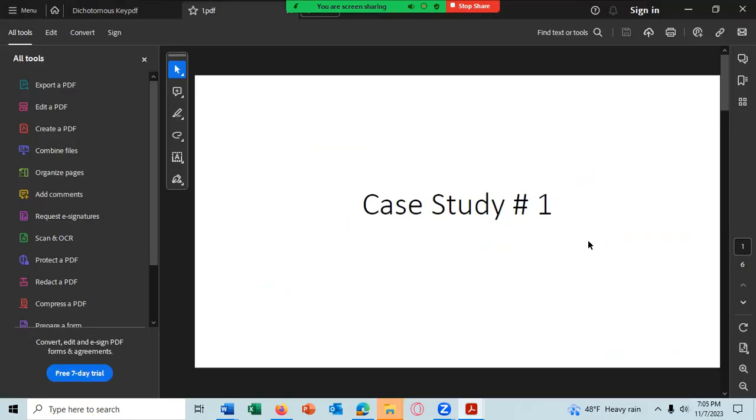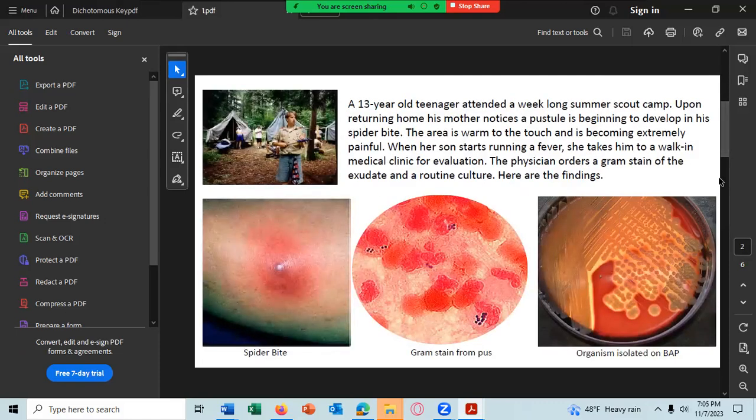You can get these online, opening up each file. Case study 1: a 13-year-old teenager attended a week-long summer scout camp, and there he is there. Upon returning home, his mother notices a pustule beginning to develop in a spider bite. The area is warm to the touch and is becoming extremely painful. When her son starts running a fever, she takes him to the walk-in clinic. The physician orders a gram stain of the exudate and a routine culture. Here are the findings. That's the gram stain.